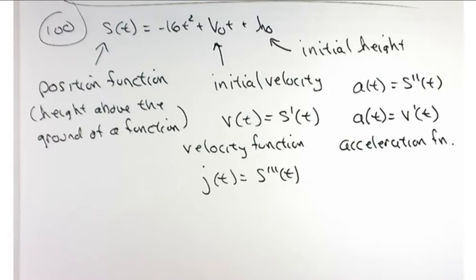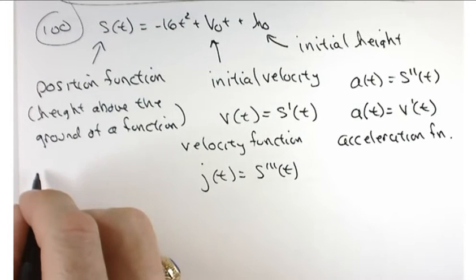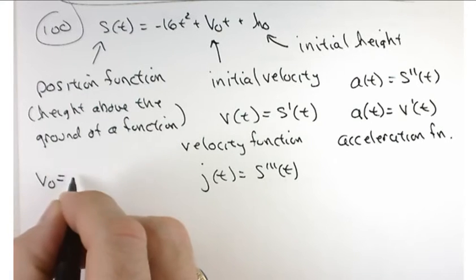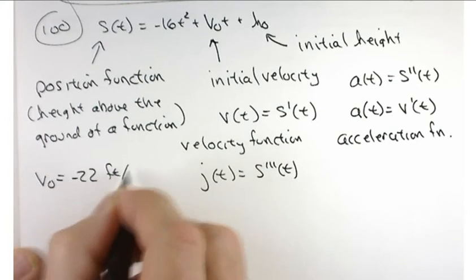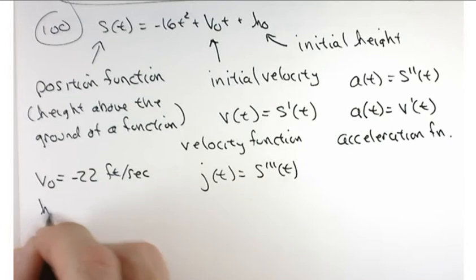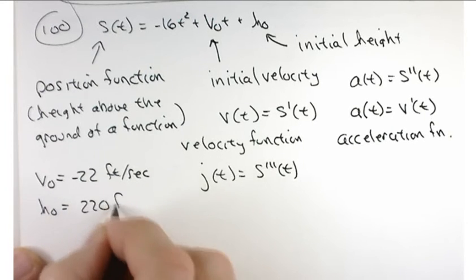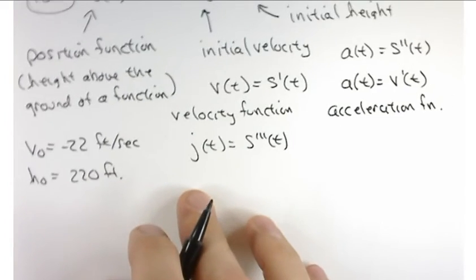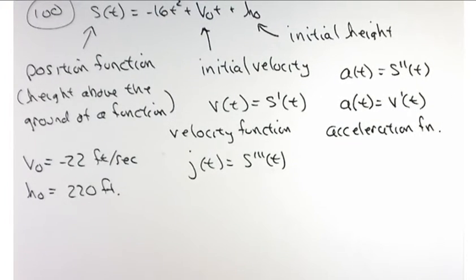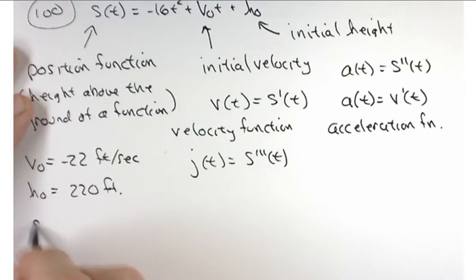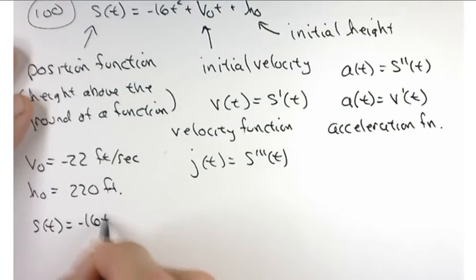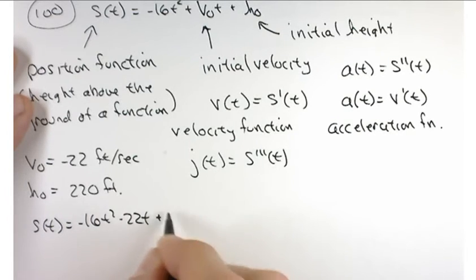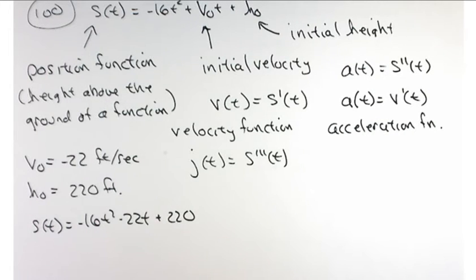All right, let's put aside the jerk function a little bit and actually get down to business with problem number 100. In problem number 100, they tell you that the initial velocity of an object is negative 22 feet per second, and that its initial height was 220 feet. So let's put that into our function and see what we get for s of t. S of t would then be negative 16t squared minus 22t plus 220. So there's your position function.